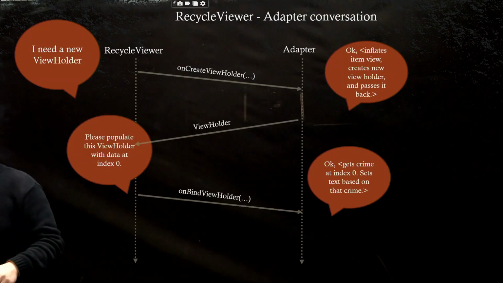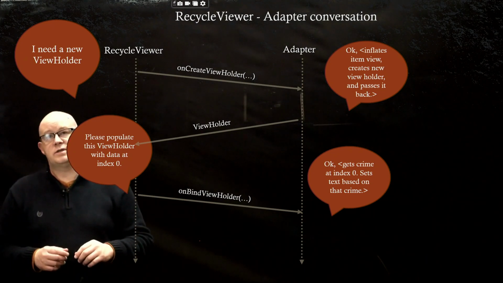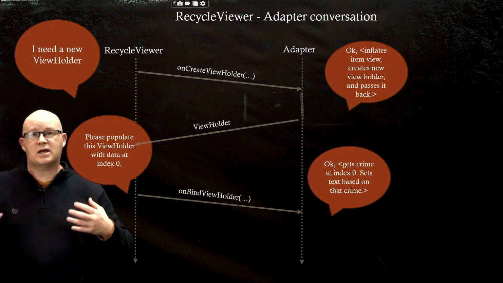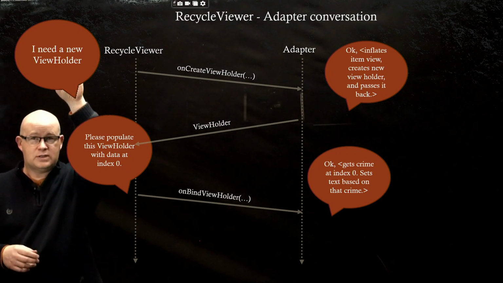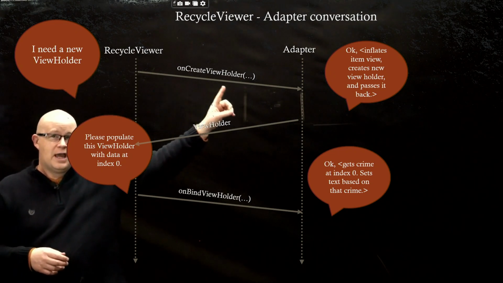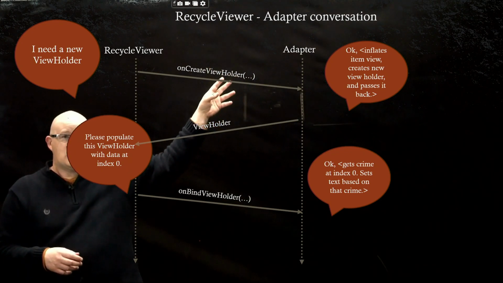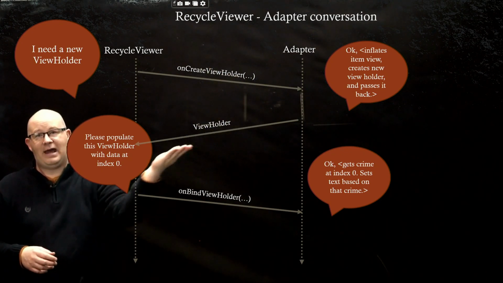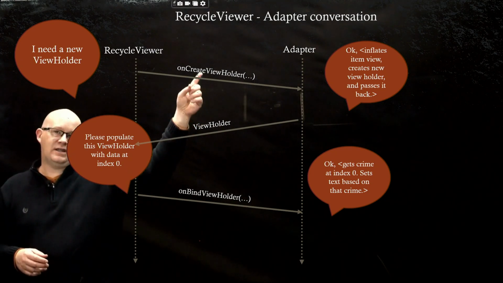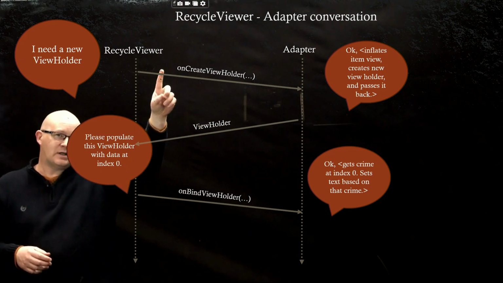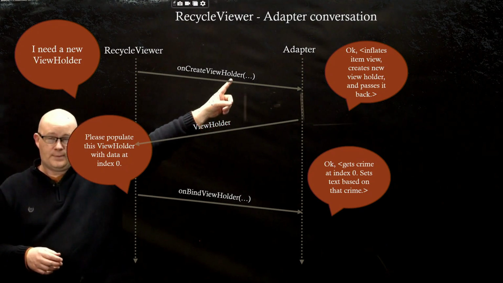So let's take a look at a different visual that's showing you the same thing, the relationship and the conversation between the RecyclerView and the adapter. The RecyclerView says, hey, I need a new view holder, and the adapter says, okay, and it inflates the item view, creates the view holder, and passes it back. And that's where we're at this point. Notice that the RecyclerView is going to do that by the method onCreateViewHolder.